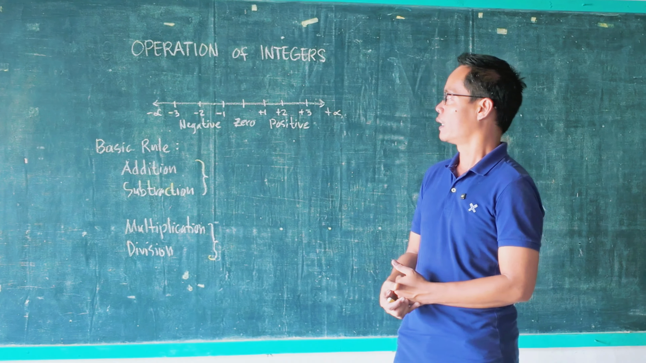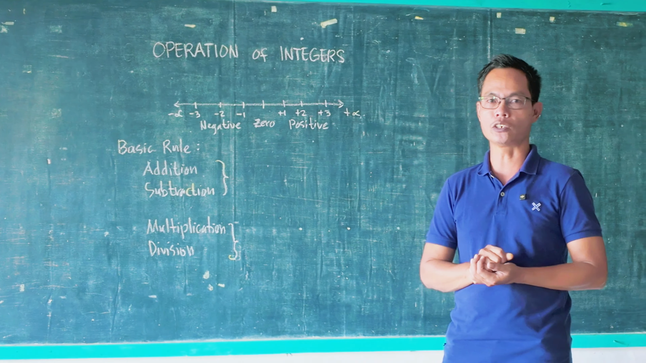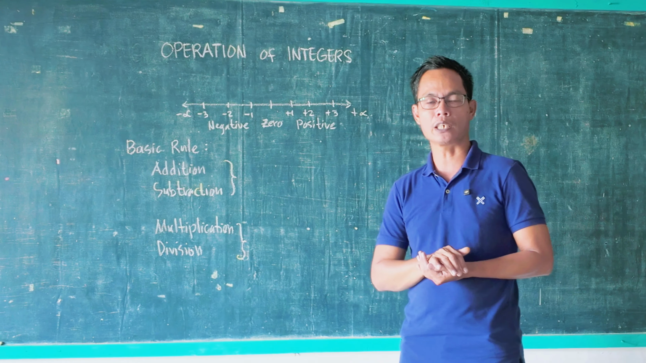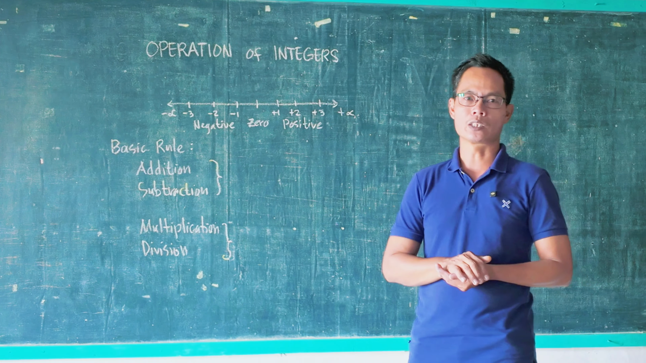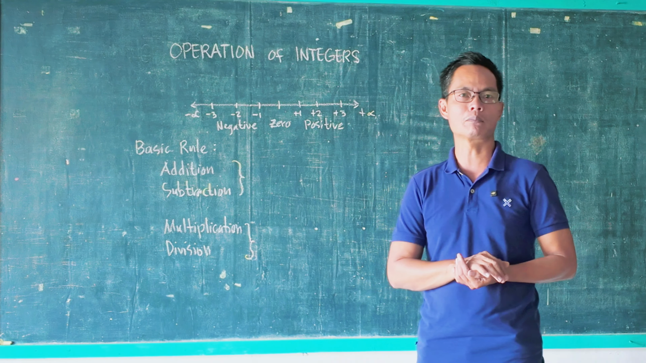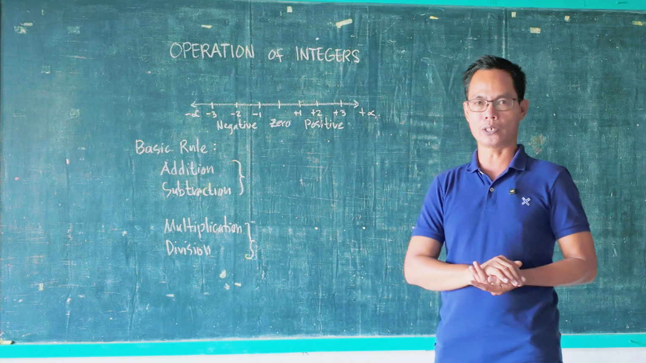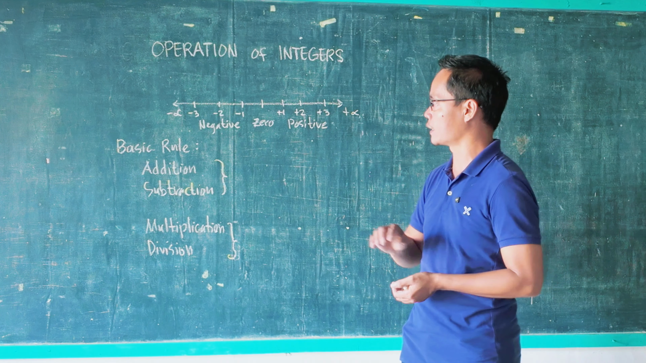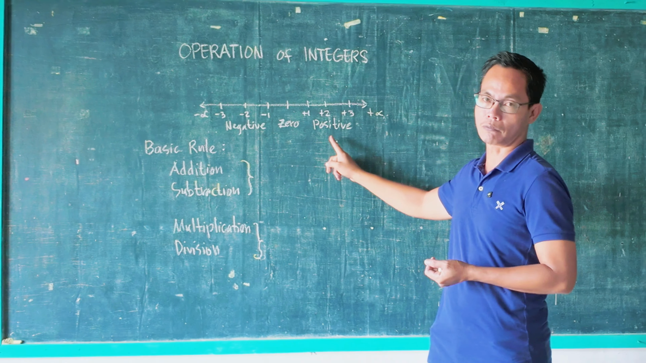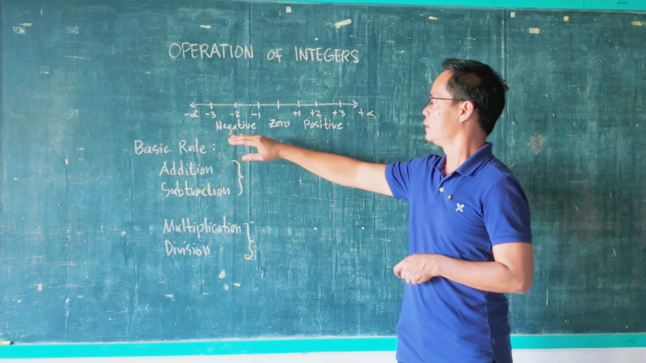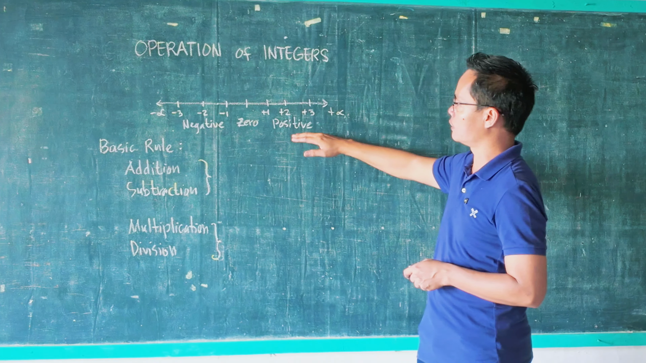Today's video, I am going to explain operation of integers. Before that, integers is one of the classification of real numbers under the rational numbers. Under rational numbers, including the integers. So what is integers anyway? These are numbers that includes the negative and the positive and the zero. So three types of integers: the negative integer, the zero integer, and the positive integer.